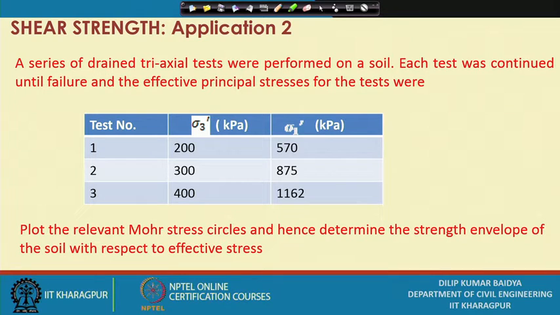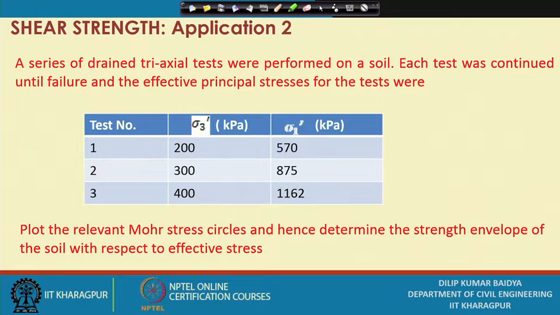So, a series of drained triaxial tests were performed on a soil, and each test was continued until failure, and the effective principal stresses for the tests were 200, 300, 400 and corresponding sigma 1 dash 570, 875, 1165. Each test was continued until failure.